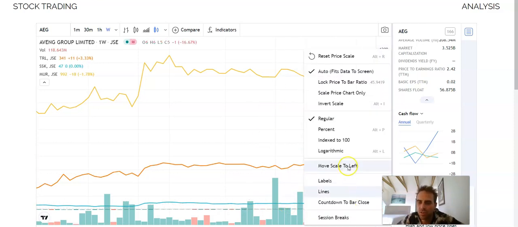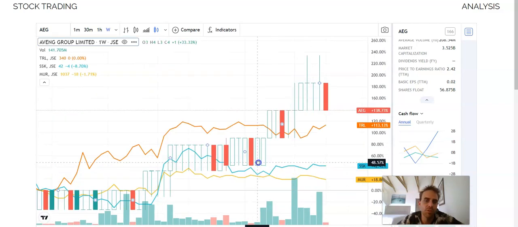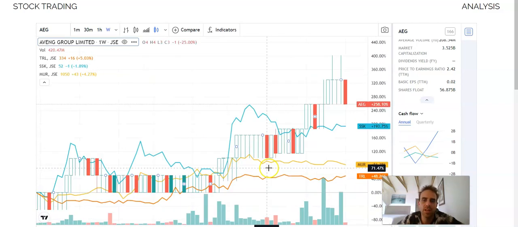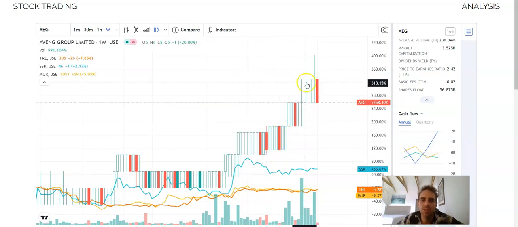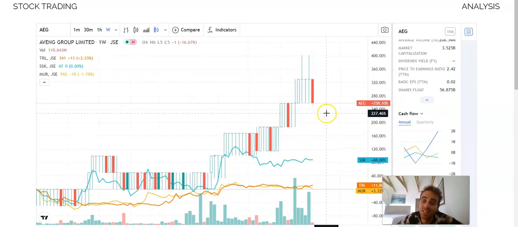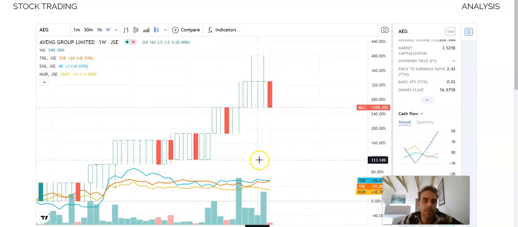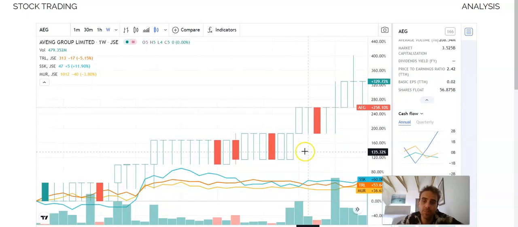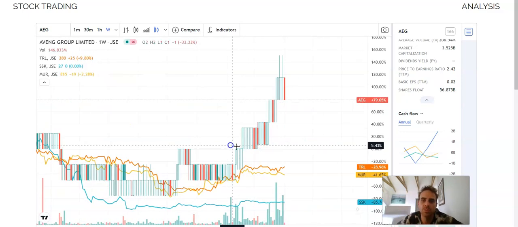But let's just change it for a second and look at the percentage movement. Now, if we look at the percentage move of AEG over the last few months, we see a stock that has grown a lot, percentage-wise. There has been a greater growth than the others. And that's one good sign. Sorry, these candlesticks are looking a little bit odd, but that's what these are.